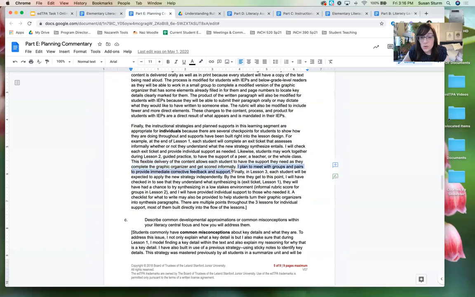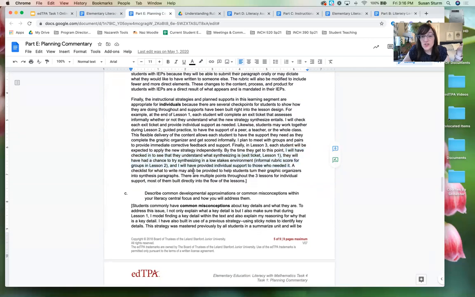Also, this teacher is going to meet with pairs and groups, give immediate corrective feedback, and then as they apply the strategy independently, the teacher will have checked in to see that they're understanding with an exit ticket in the informal rubric, and will have provided individual support. The teacher's also planning to keep a checklist for those students who need that extra reminder of what to do as they're writing their paragraph.